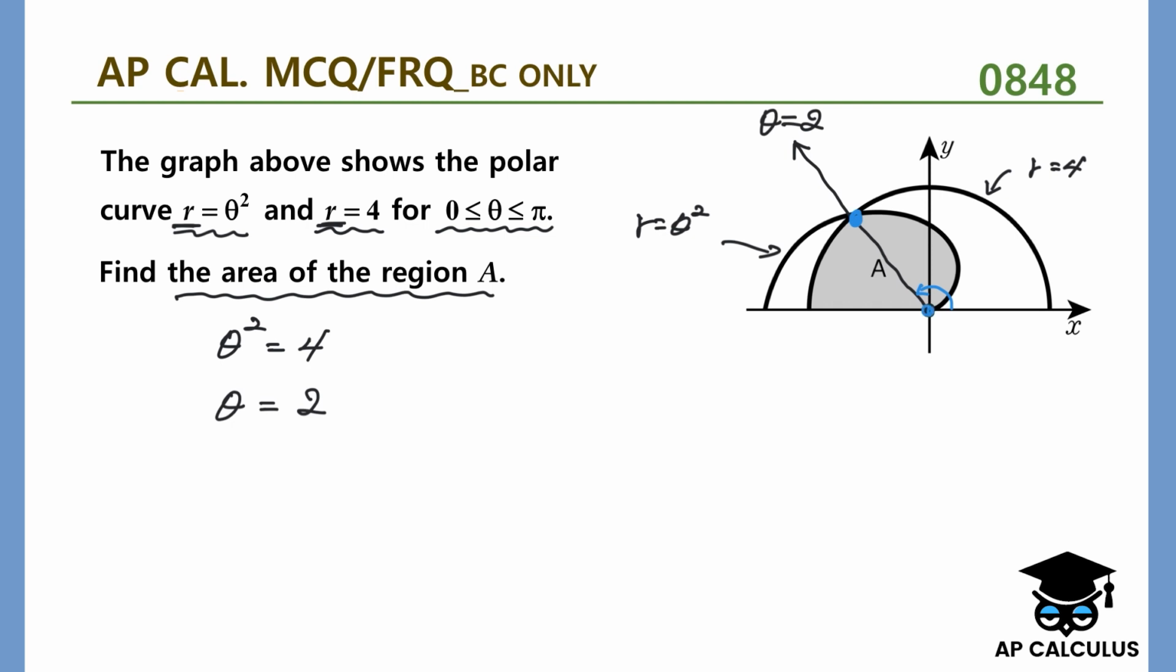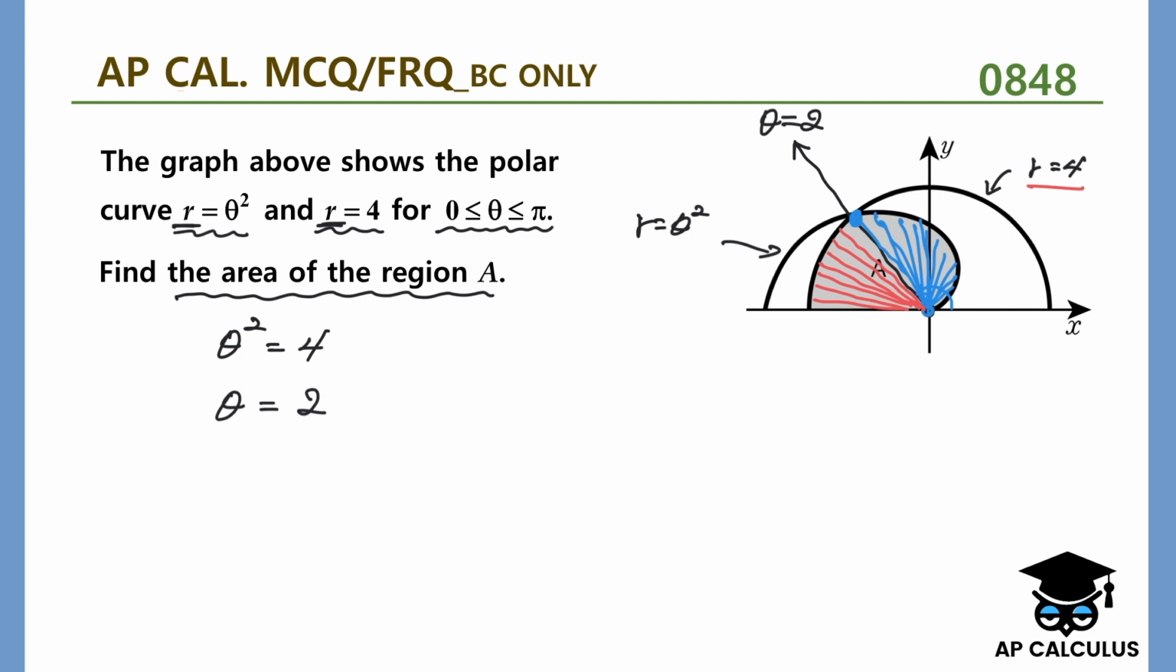here to here from this curve r is equal to theta squared, right? Sector, sector, sector, all the way to here. And then after this angle right here, after theta is equal to 2, we're going to have to find the area of this region, from the curve r is equal to 4. So we're going to have two different integrals.